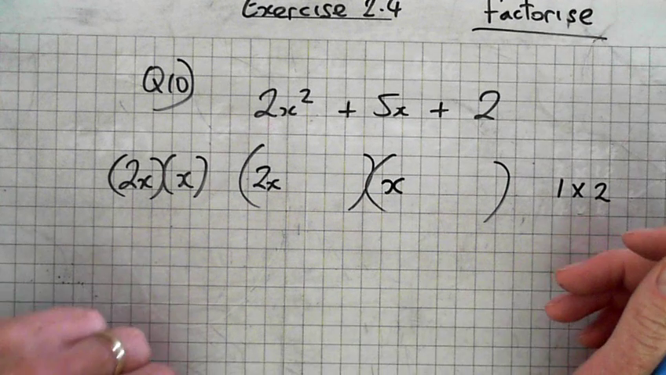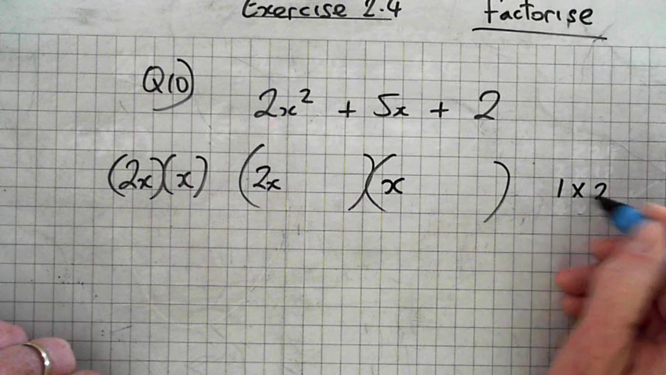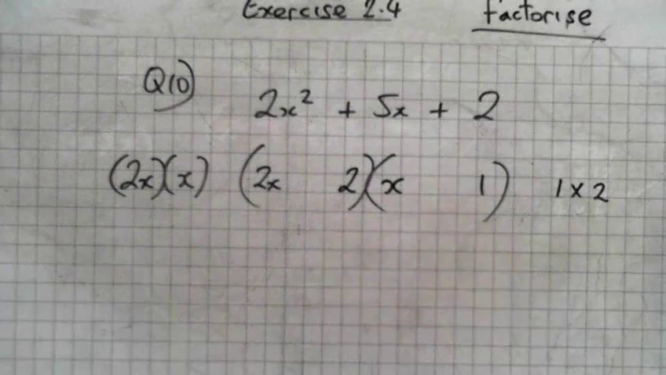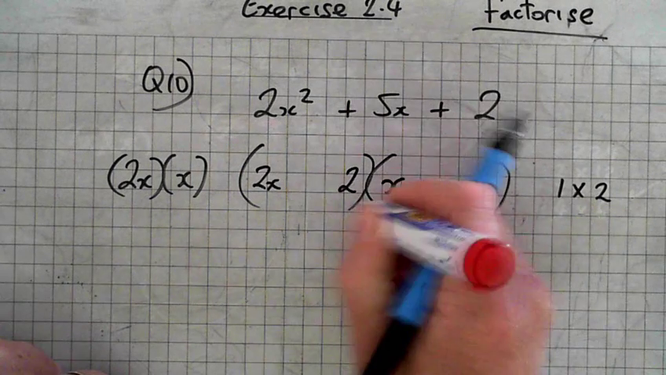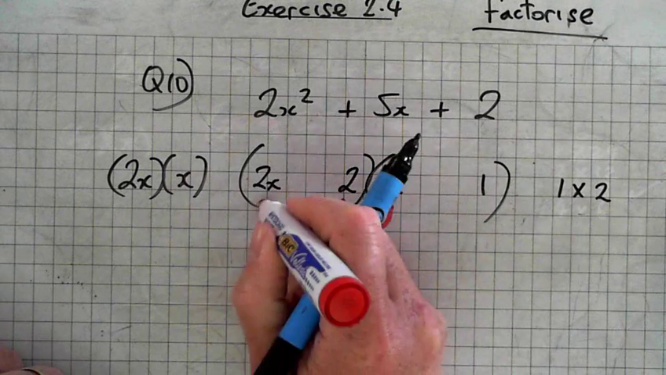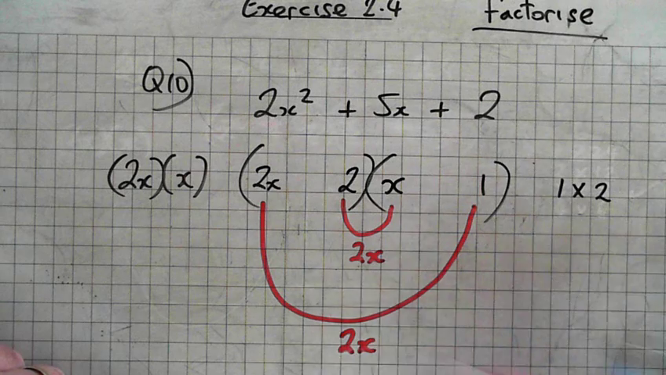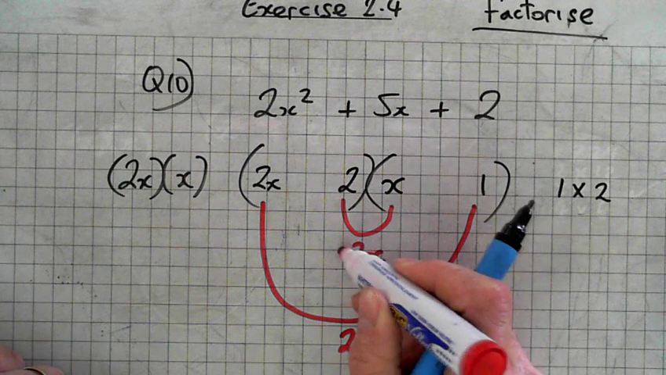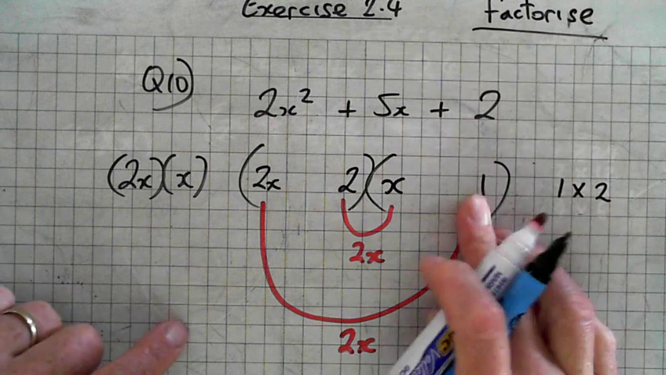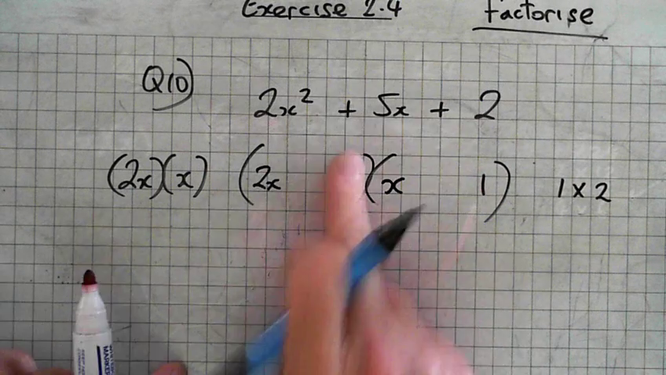Now we have to do an extra bit of checking. I'll show you how to check to see if it's correct. So we'll put in the 2 first and then the 1. This is how you check. I haven't showed you yet. Watch. So I'll multiply these two and I get 2x. This is the check. Multiply these two. 2x times 1 and I get 2x. Does 2x plus 2x give me 5x in the middle? No. Alright, so there's something wrong. So what I need to do now is swap the 2 and the 1.